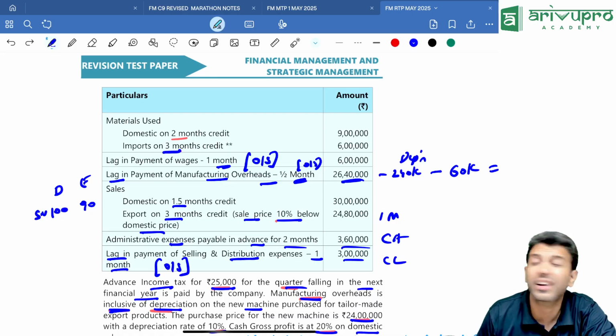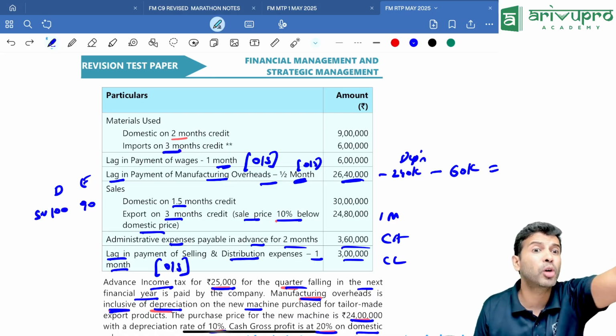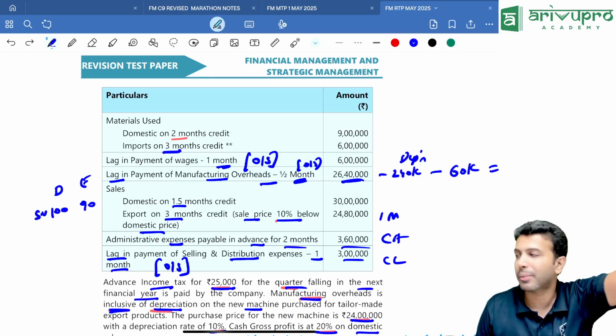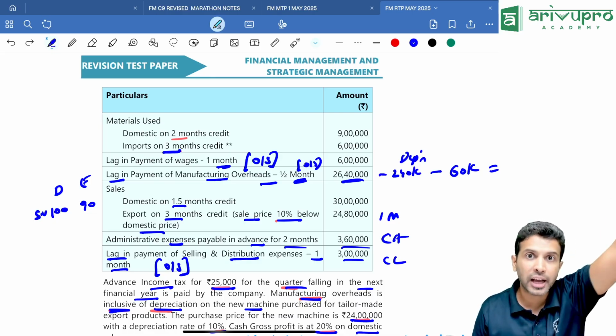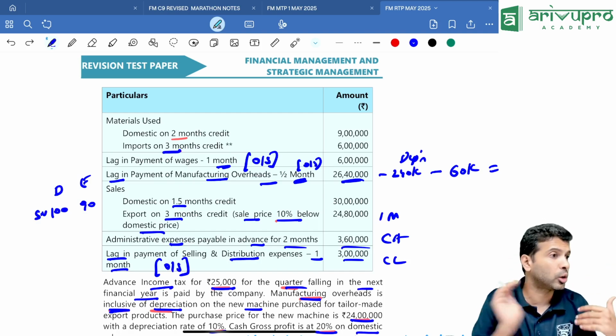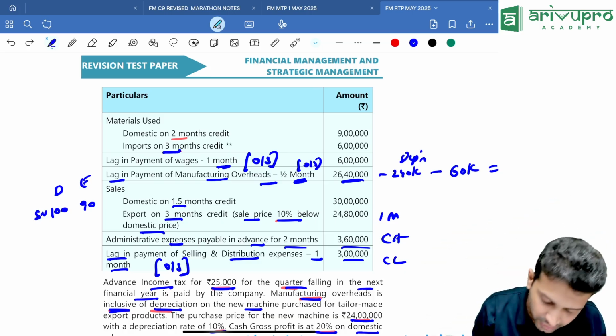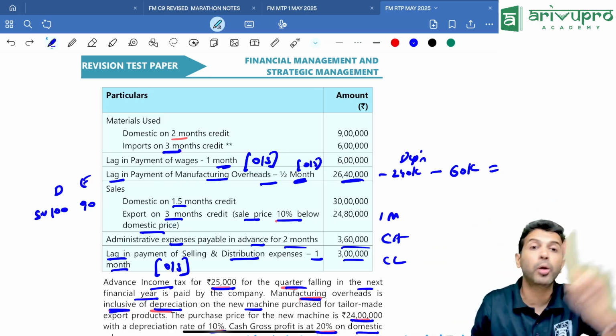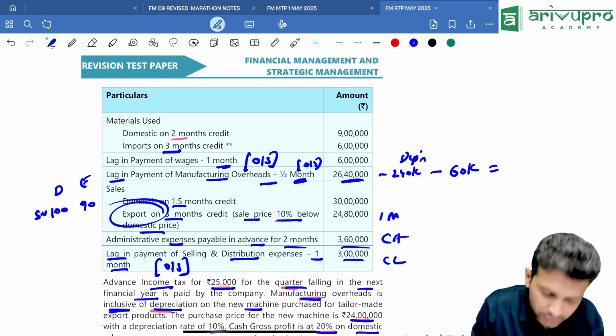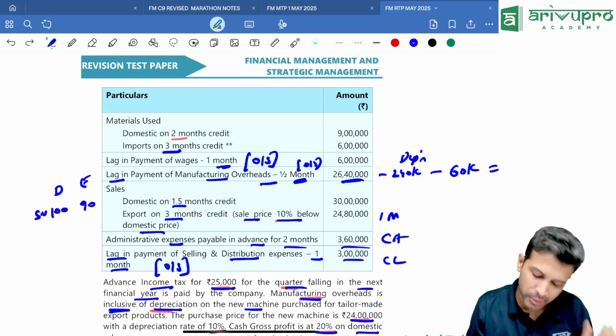Because to calculate debtors, remember, you know how to calculate debtors? Tell me how to calculate debtors. In working capital management, today only we did. Annual cash cost of credit sales divided by 12, 365 or 52 into credit period. That credit period should we take 3 or here in this problem 1? 1. For what? Export sales. For domestic you will take the same.